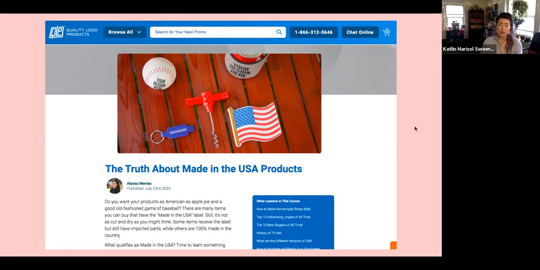But with Alyssa Mertes, she opens her piece by saying, "Do you want your products as American as apple pie and a good old-fashioned game of baseball? There are many items you can buy that have the Made in the USA label. Still, it's not as cut and dry as you might think. Some items receive the label but still have imported parts, while others are 100% made in the country."